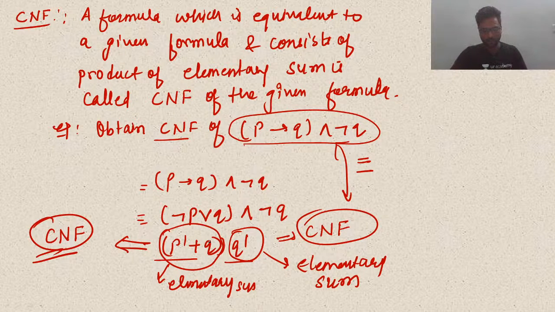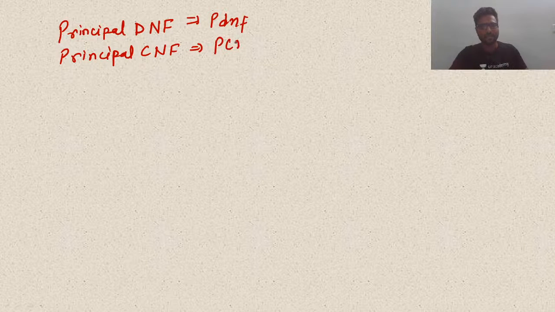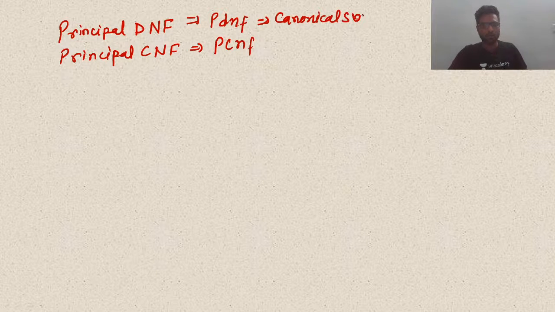Okay, so write down the next one. The next term is known as principal disjunctive normal form, and another is principal conjunctive normal form. This is known as PDNF, and this one is known as PCNF. PDNF is also called canonical sum of products, and PCNF is also known as canonical product of sums. What is the meaning?